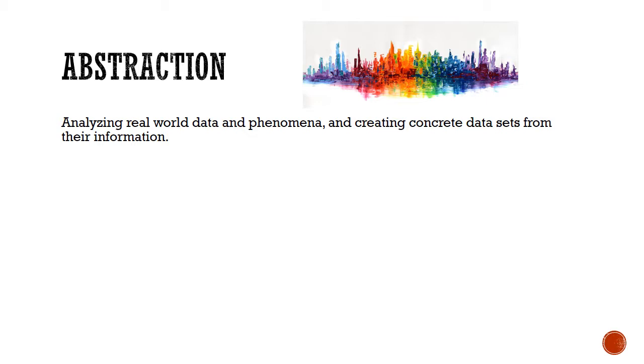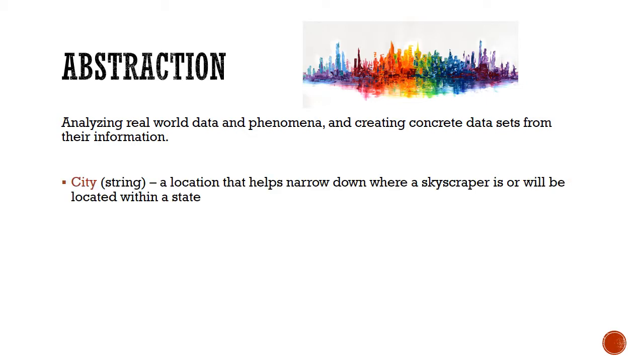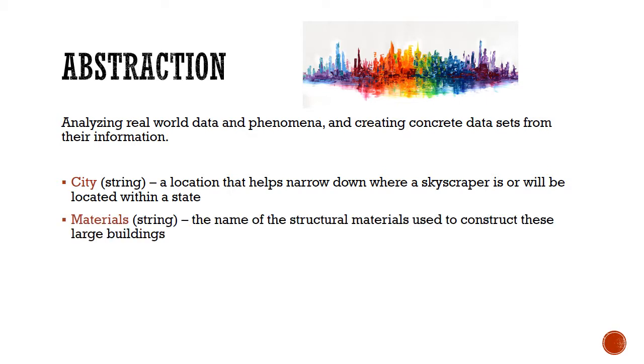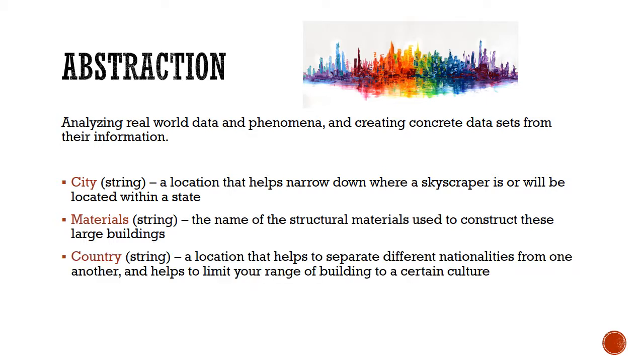To begin, we must first abstract this data set so that we can break down the real-world phenomena of skyscrapers into useful numbers. First, we can abstract city as a string, helping us to localize and minimize the location for our information. Next, we can abstract materials as a string as well, and this can help to organize buildings based off of what their main structural materials are for structure and support. After materials, we can abstract country, again as a string, and again helping to localize and minimize the location of our dataset, but certainly not as small as a city.